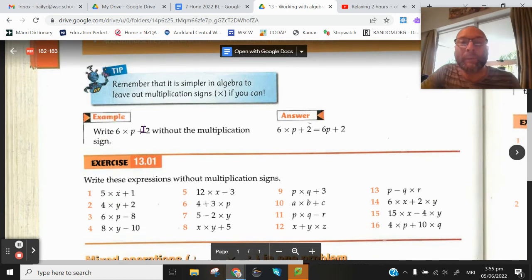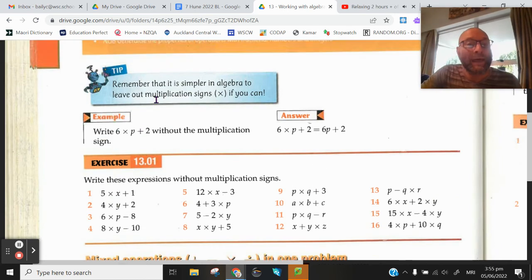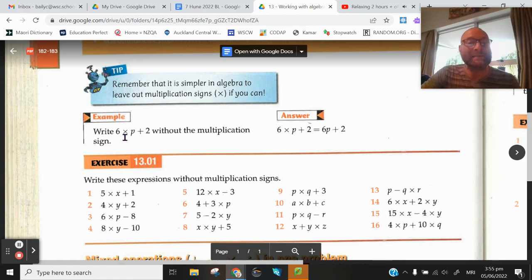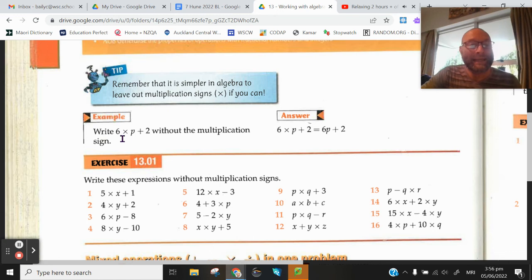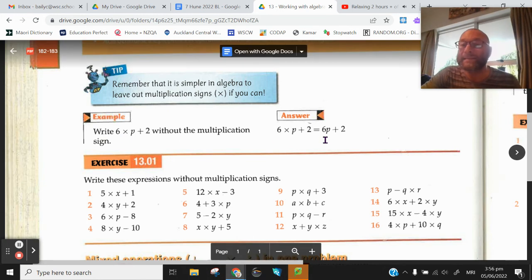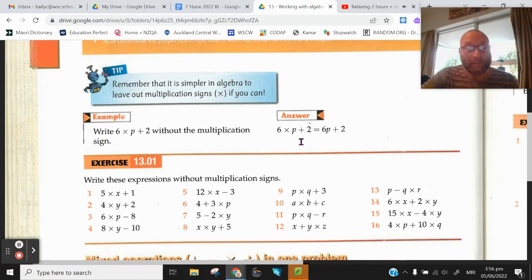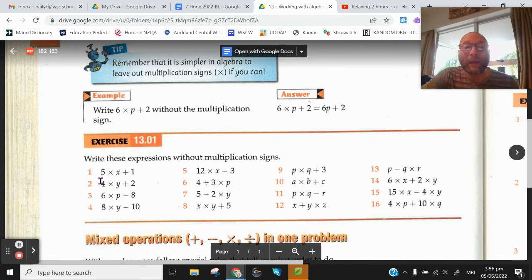So here's a tip to remember. We talked about this before. Remember that it's simpler in algebra to leave out multiplication signs if you can. For example, if we have 6 times p, we're going to write that simply as 6p. So 6 times p plus 2 is going to be written as 6p plus 2. Let's remember that the number in front of the letter means we are multiplying. Another example real quick, 5 times x plus 1 will be 5x plus 1. You're now ready for exercises 1301.